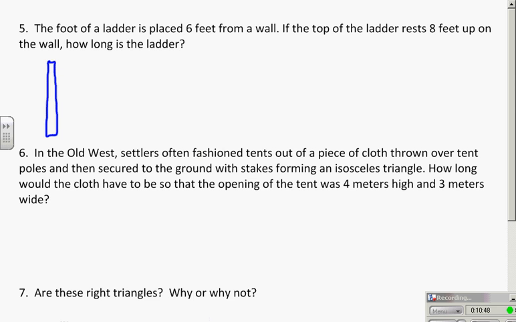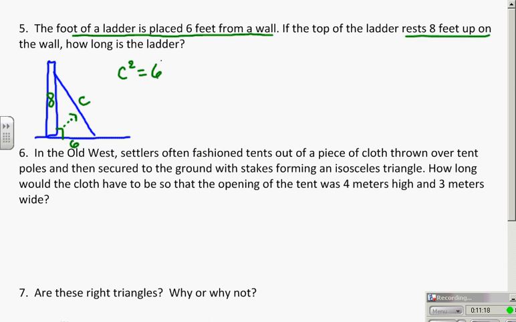A couple of word problems. The foot of a ladder is placed 6 feet from a wall. If the top of the ladder rests 8 feet up on the wall, how long is the ladder? Well, we are assuming that all of our buildings are nice and square with the world. And so that means that they're all going to intersect at a 90-degree with the ground. If the foot of the ladder is 6 feet from the wall, that means this measure right now is 6. If the top of the ladder rests 8 feet up on the wall, that means this is 8. And this, which happens to be our hypotenuse, is the length of the ladder that we are after.